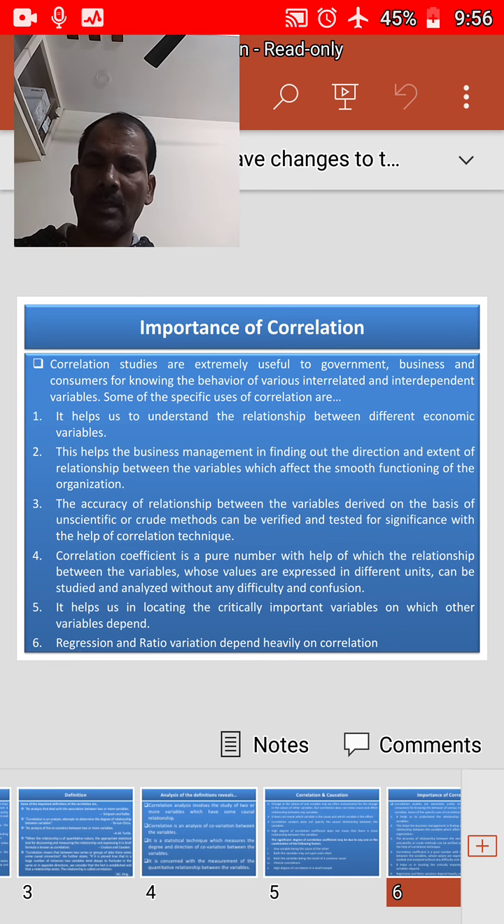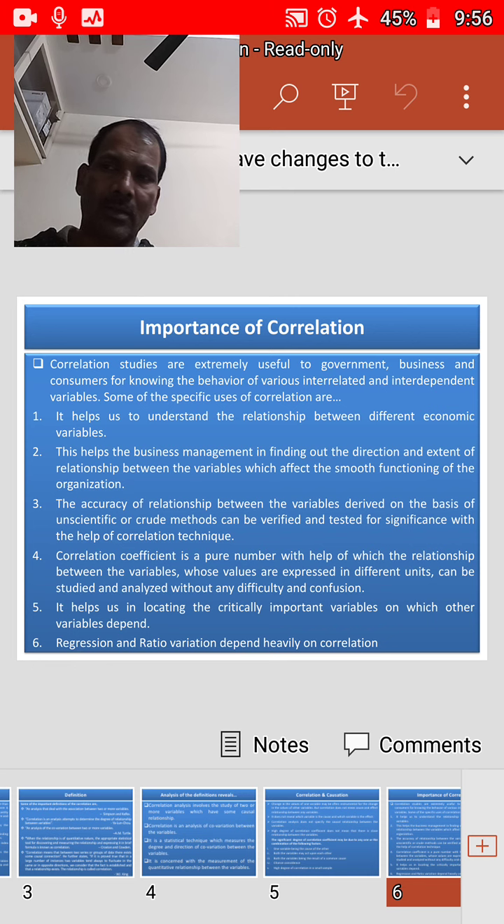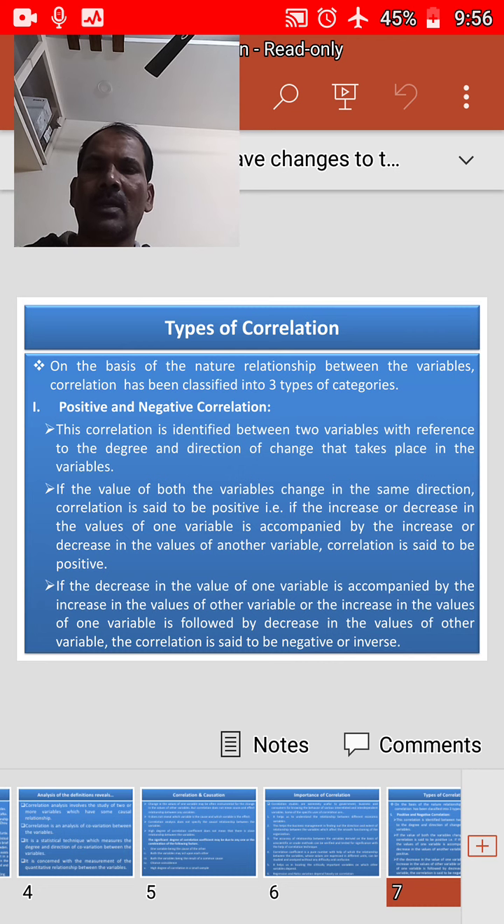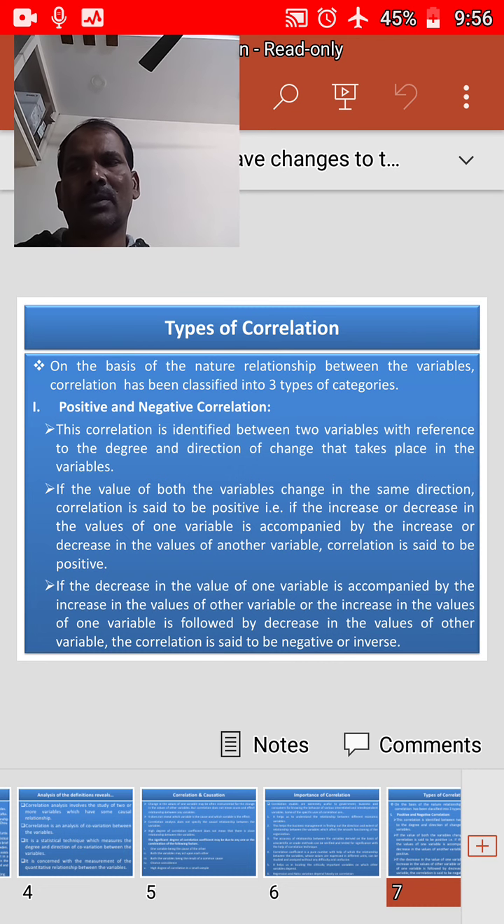And the last one, statistical techniques such as regression and ratio variation depend heavily on the measure of correlation, right? And now in the slide we will show the types of correlation. We'll discuss how many types of correlation there are.